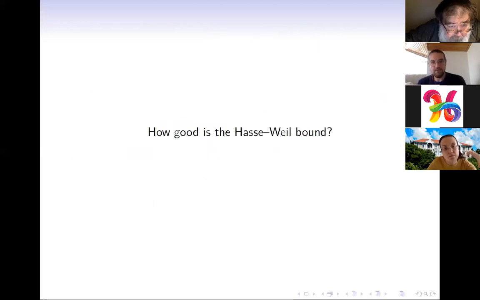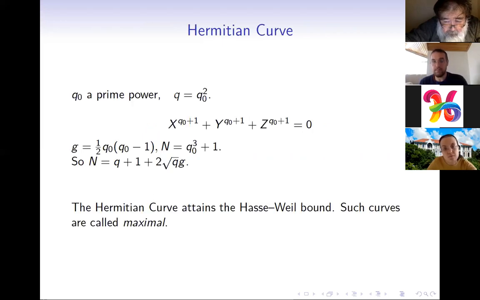Okay, so now that we have the bounds, the next question you might ask is, how good is this bound? Can it be further improved? In fact, it turns out that the bound is quite good. As I said, the Hermitian curve always gives you an extremal example. It's very special among all curves over finite fields.